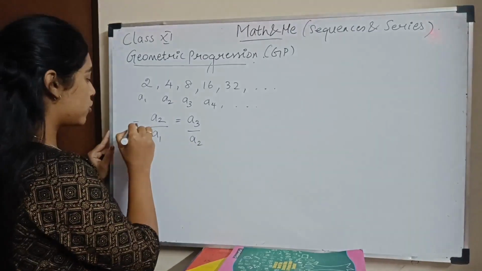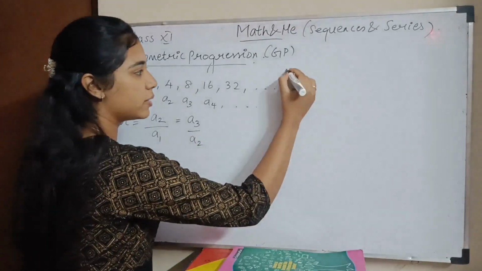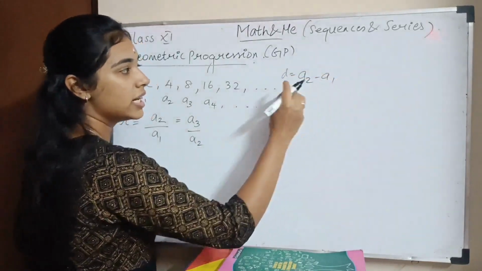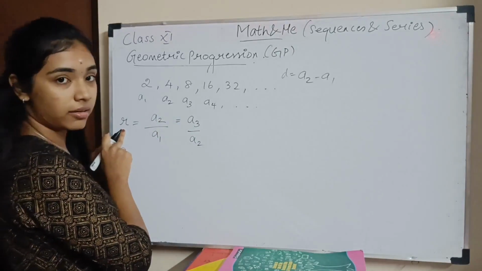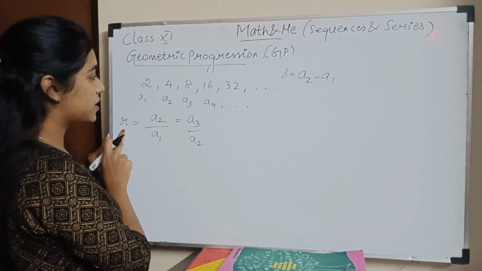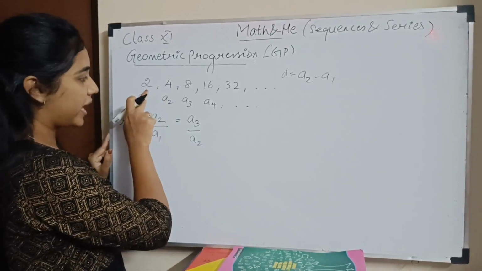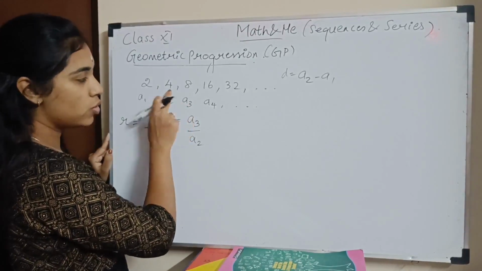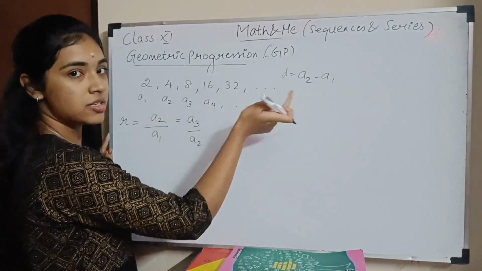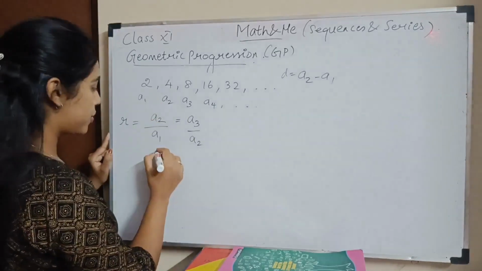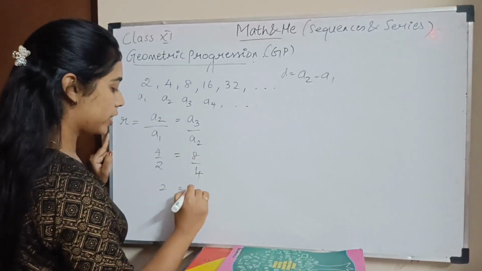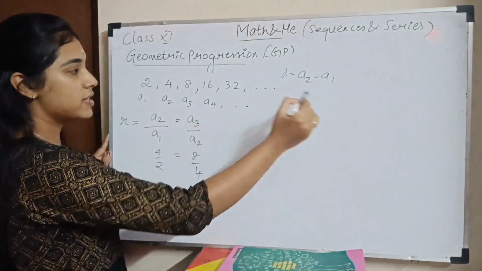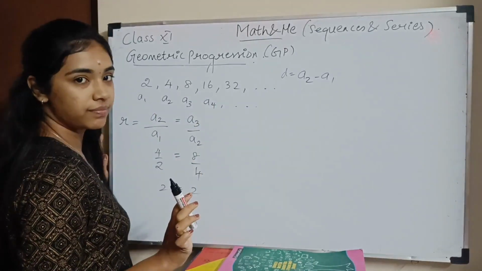So we denote this by R. In AP, D equals A2 minus A1, the common difference. Here it is the ratio, so we denote it by R. So what is the common ratio? A2 by A1 equals A3 by A2 equals A4 by A3 and so on. So what do you have? 4 by 2 equals 8 by 4, 2 equals 2. The given sequence is a geometric progression.